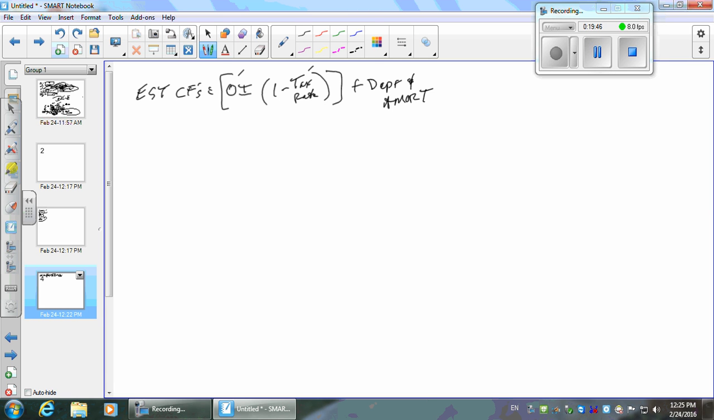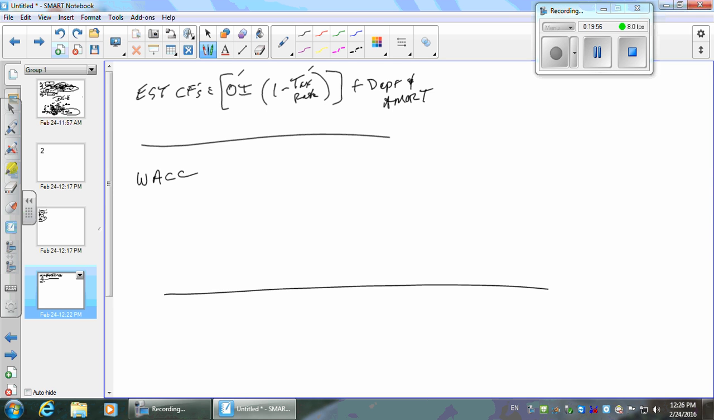All right, that's going to give me my estimated cash flows. Well, what do I want to divide into my estimated cash flows? I want the weighted average cost of capital. Because what I'm going to do, you guys, it's going to look like this. I'm going to take my estimated cash flows.